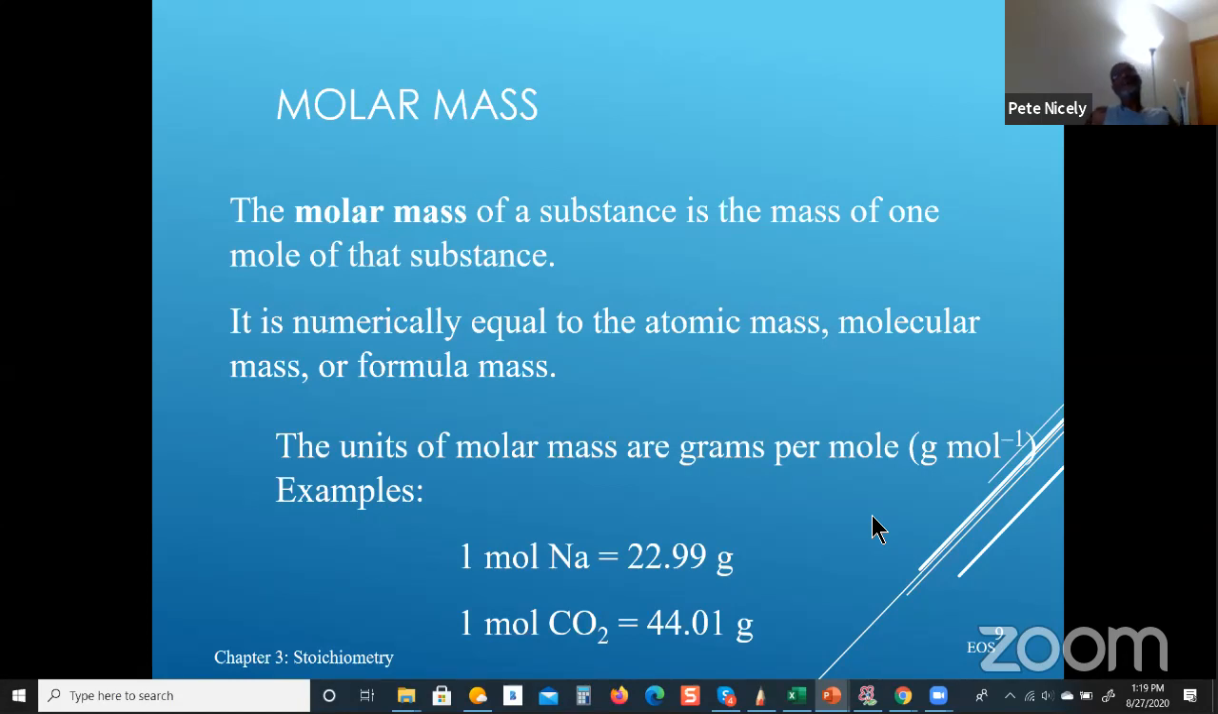So for example, if you go to the periodic table and look up the atomic mass of sodium, that would be 22.99 AMU. But the molar mass of sodium is 22.99 grams per mole. Same is true for molecules such as carbon dioxide. The molecular mass of carbon dioxide is 44.01 AMU, but the molar mass of carbon dioxide is 44.01 grams per mole. So numerically they're the same, but the units are different. Very important concept that you need to understand and appreciate.